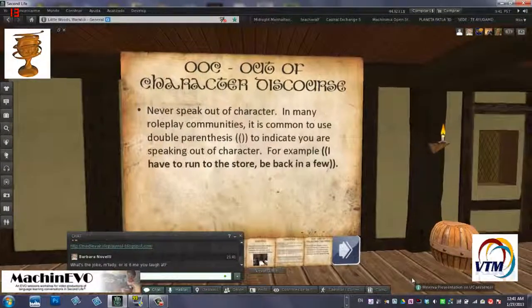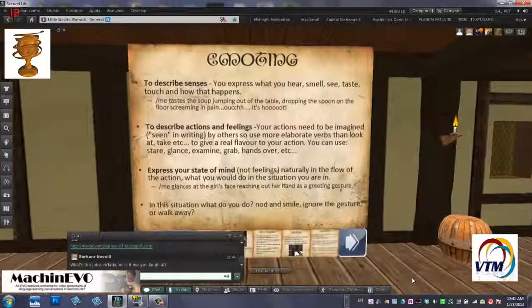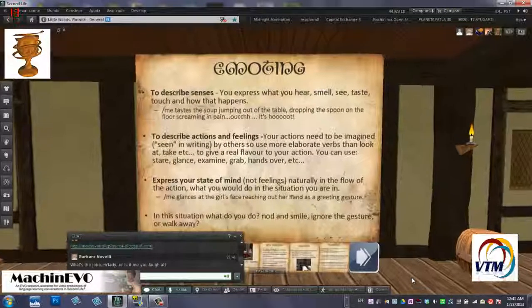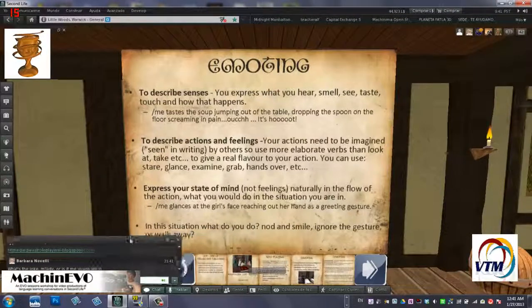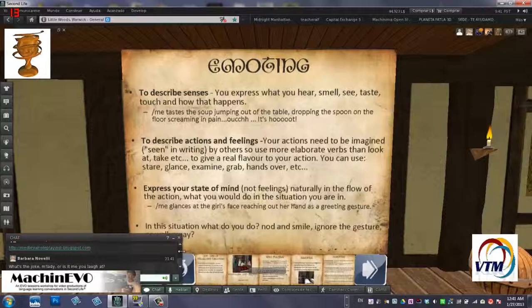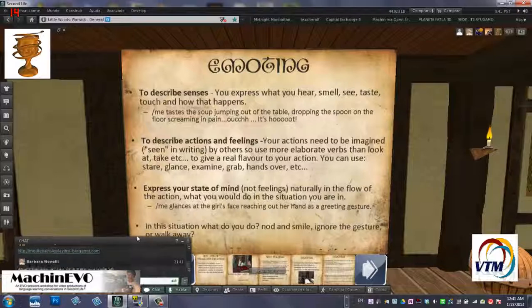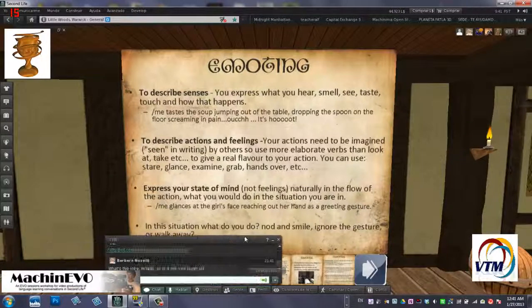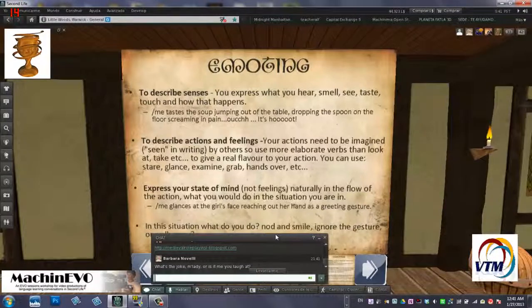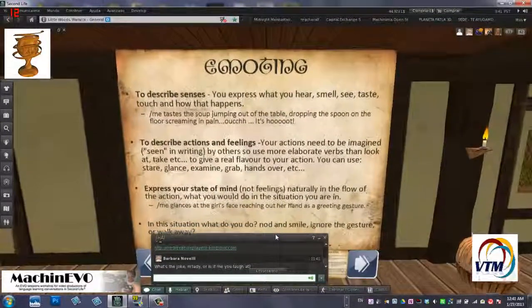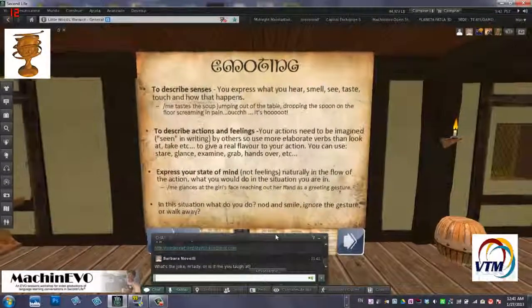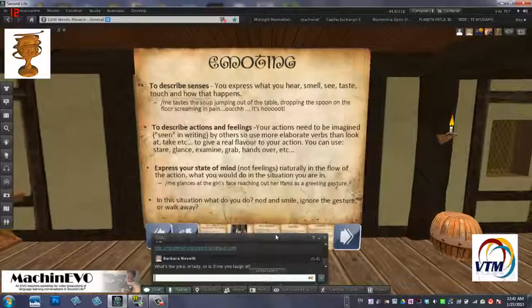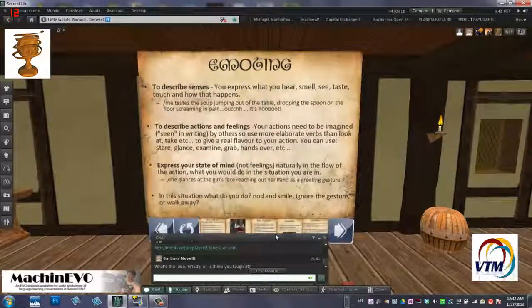Now, the other thing that we have to remember is that when you are expressing, you don't express feelings, you express a state of mind. Here we have an example: "Me glances at the girl's face, reaching out her hand as a greeting gesture." So this is a situation where we explain what we feel, what we sense, what we do, and that's the hint for the role player to follow.